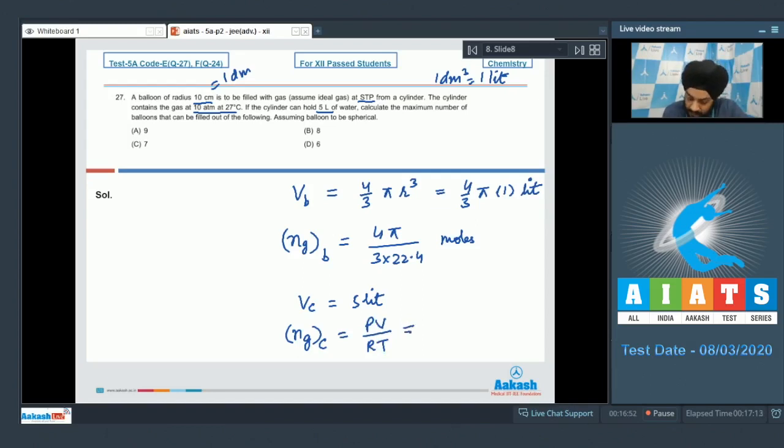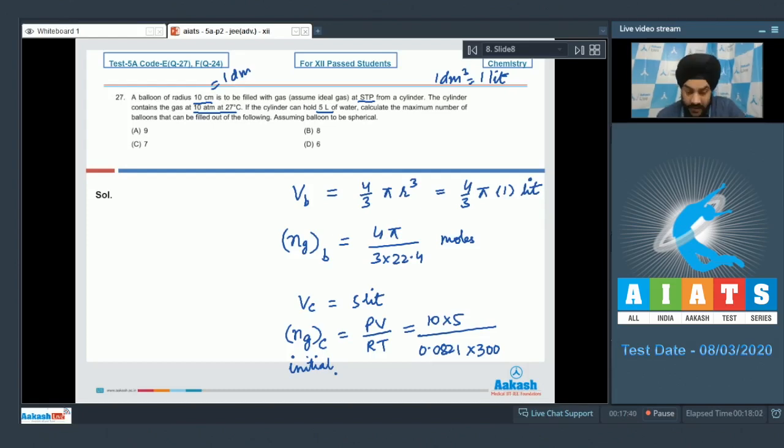So we just need to put the values. Pressure is 10 atmosphere, volume is 5 liters, the value of R is 0.0821, and the value of temperature over here is 27 degrees C, so it means that it is equal to 300 kelvins. So these many moles of gas are present inside the cylinder initially. Now we talk about the filling of these balloons from the cylinder.